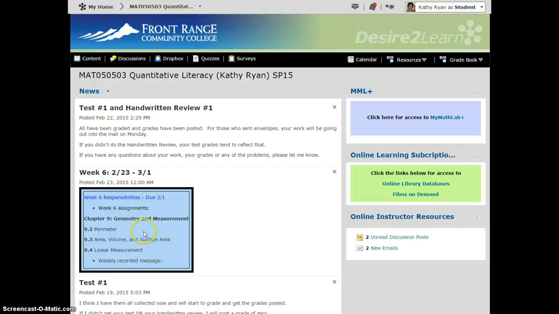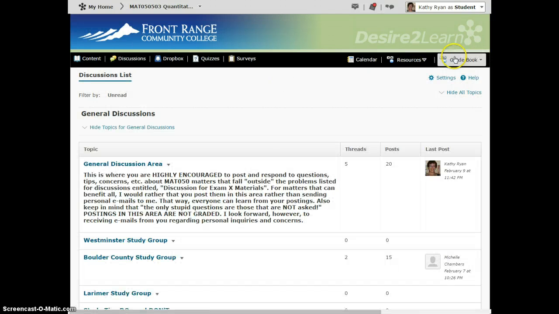So please pay attention because we're going to be using regular straight distance measurements for perimeter, but for area we're going to be using square units, and for volume we're going to be using cubic units. Surface area is another type of area, so it will also be using square units. So pay attention to that and make sure you always include the unit of measure when you are answering a question. Let's go over to the discussions because I want to talk about that again.